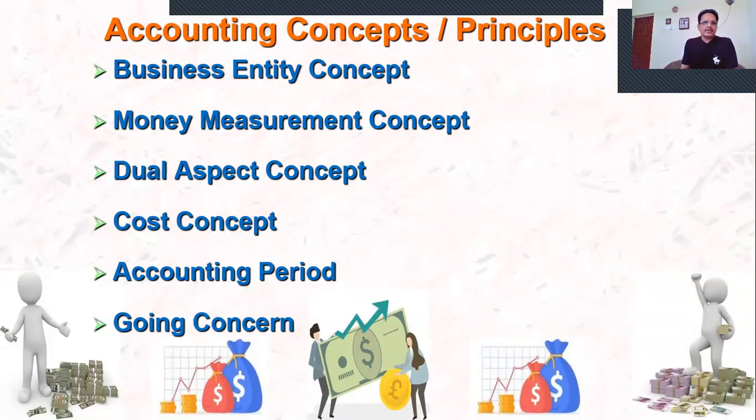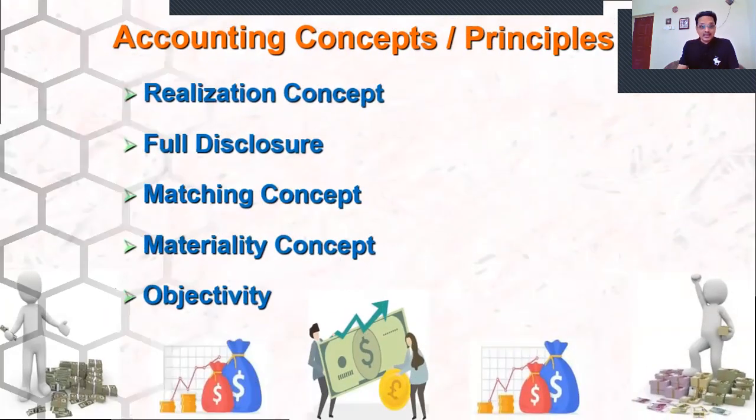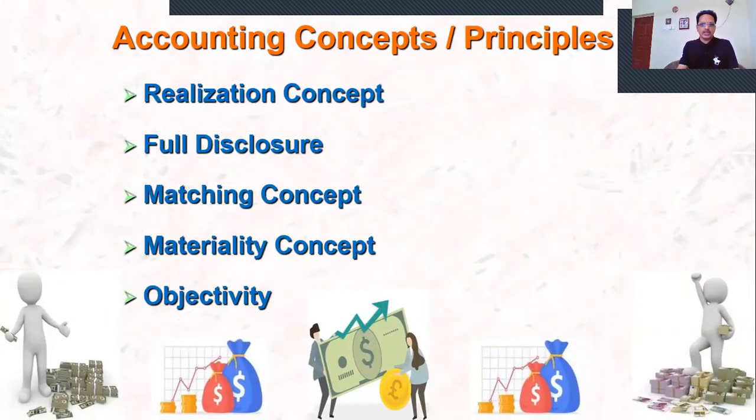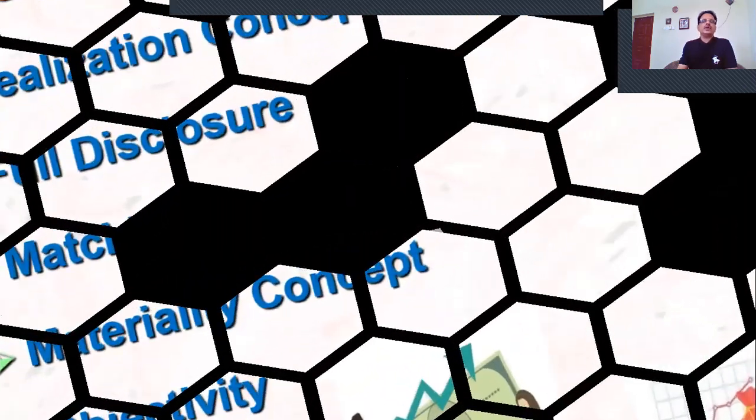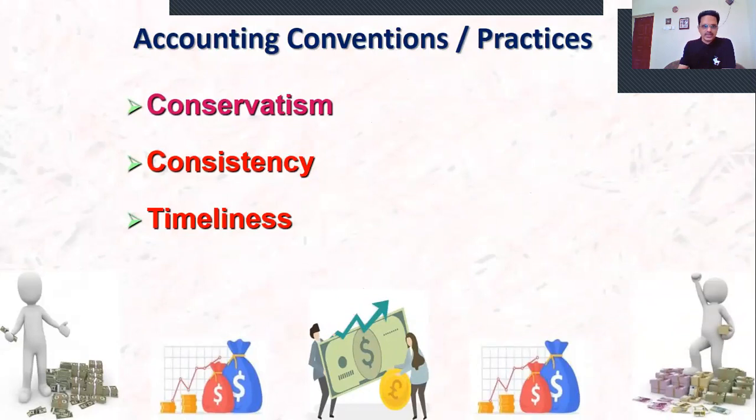I'll just read. Business entity concept, money measurement concept, dual aspect concept, cost concept, accounting period concept, going concern concept, revenue realization concept, full disclosure, matching concept, materiality, and objectivity. These are the 14 concepts. And also we have three conventions: conservatism, consistency, timeliness. Others have different opinions on this.